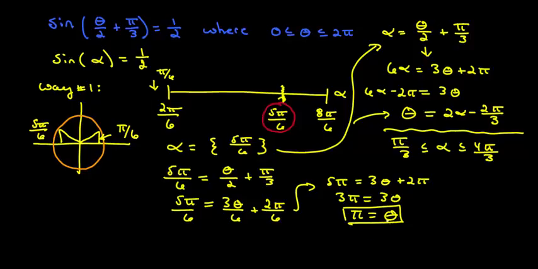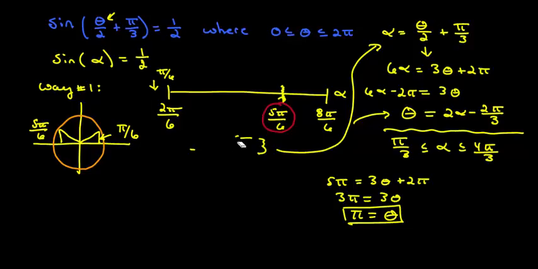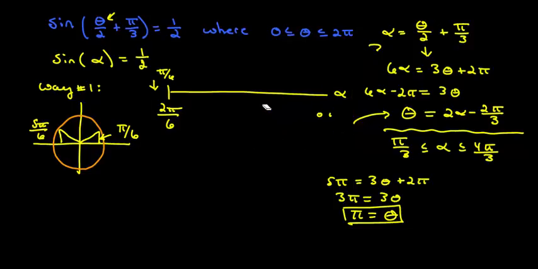So what this says here is the only angle that I can plug in right here for theta is the angle pi. So let's check to see if that's correct, if it works out. So I can erase all of this now, I don't need it anymore.